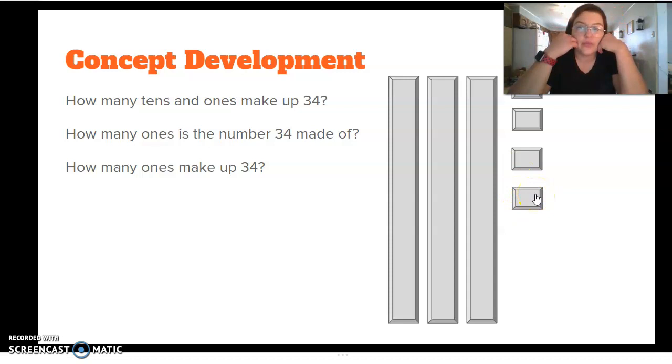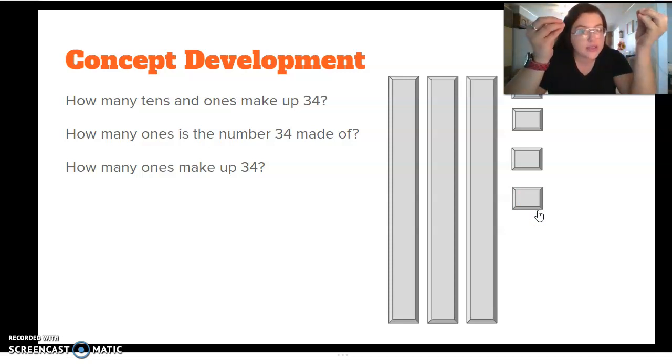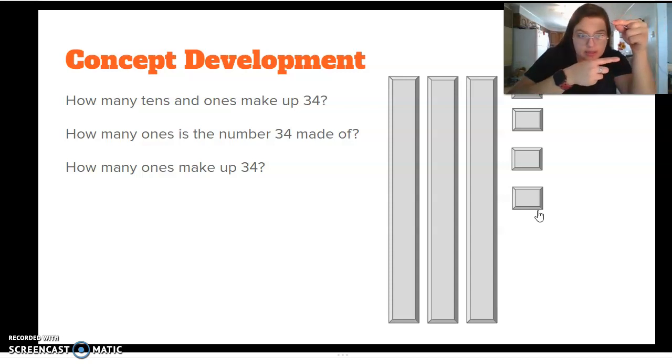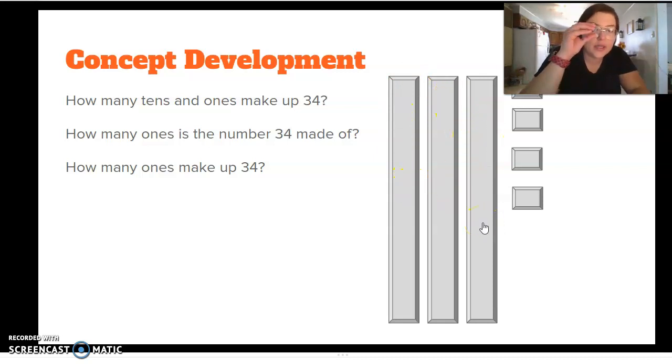So how many ones? It's not asking you for the tens place. It's wanting to know all together, 34. How many ones all together in 34? Well, when we're in class and we have all of those cubes and we link them together to make a 10, or we pull them apart to show the number 3, we know that these tens here can be broken up into 10 ones, right?